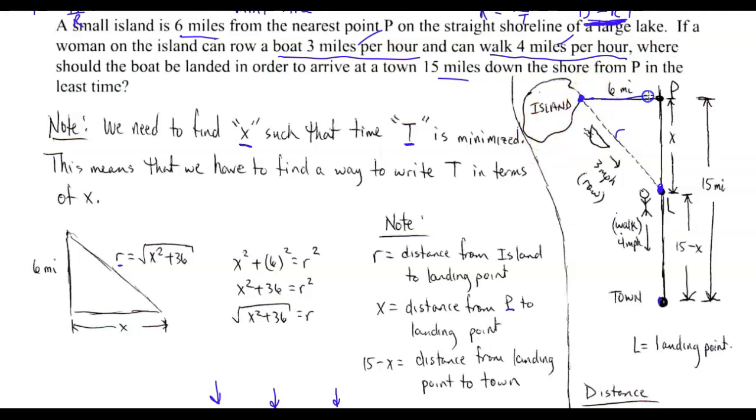Okay. And so that's why we have this here. Notice that we have a right triangle made with R, the 6 miles across here, and X here. So that's why I have this here. And thus R is just going to be the hypotenuse of this right triangle, which is x squared plus 6 squared, and take the square root of that. So that's how we get the square root of x squared plus 36. Okay. So this will characterize the distance that we need if she's rowing.